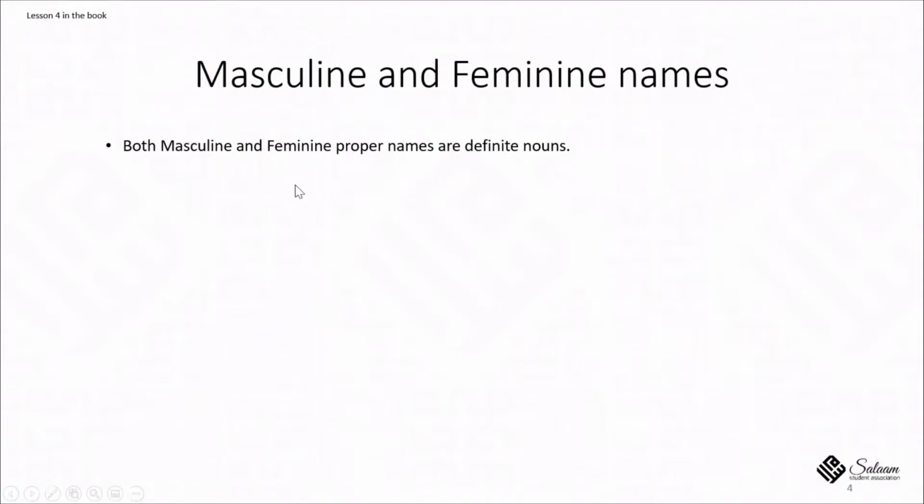So masculine and feminine names are definite nouns, but masculine names have this tanween at the end, even if they are definite. So Tariq will not be Tariqu, it will be Tariqun, Hamidun, Muhammadun. So it has this tanween, and you remember that we said that the alif lam and the tanween do not come in the same word. But this is what I'm trying to say. This is a definite noun, but it has a tanween at the end.